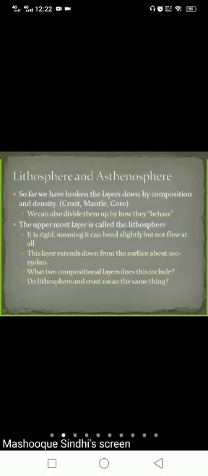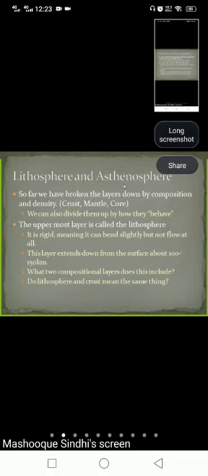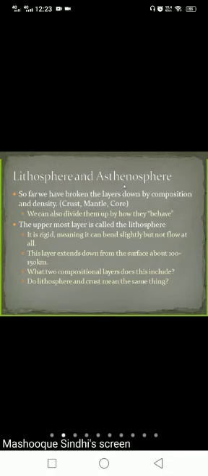Lithosphere and asthenosphere. So far we have broken the layers down by composition and density: crust, mantle and core. On the basis of composition, we have three layers: crust, mantle, and core. We can also divide them by how they behave. On the basis of their behavior, these are further layers.